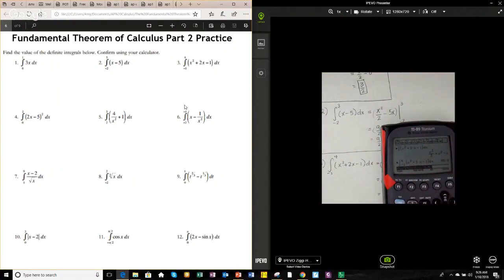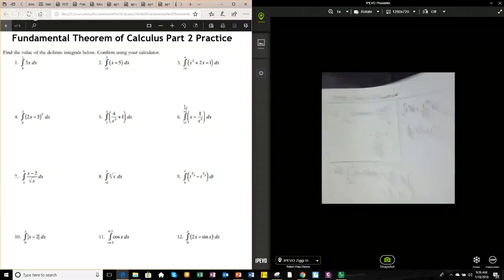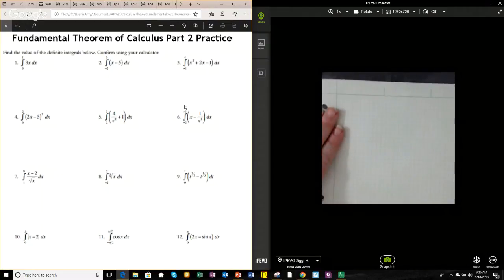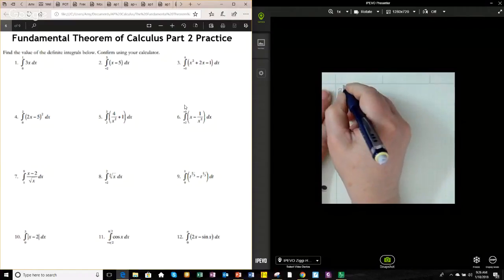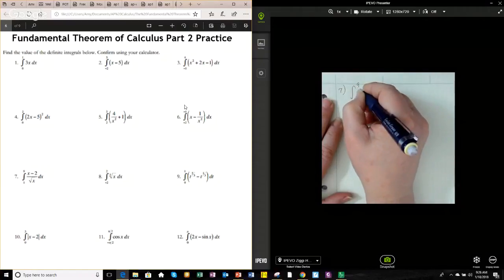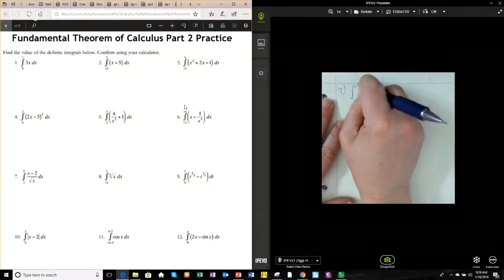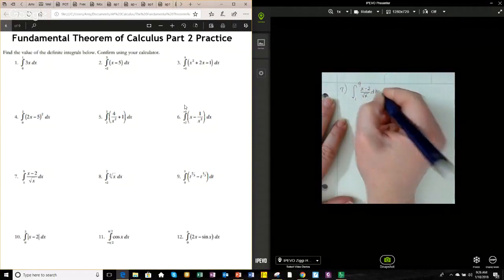Actually, I'm looking now down the list, and I'm liking number 7, because that might look scary to some folks, but it's not really. So let's do number 7 together. All right, number 7. That's the integral from 1 to 9 of x minus 2, sorry. Helps if I can read. x minus 2 over the square root of x dx.